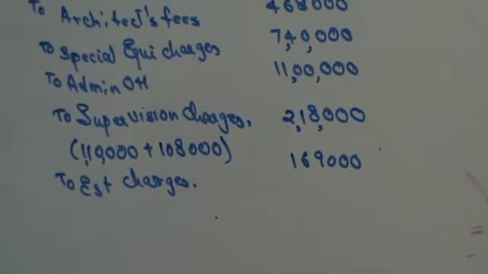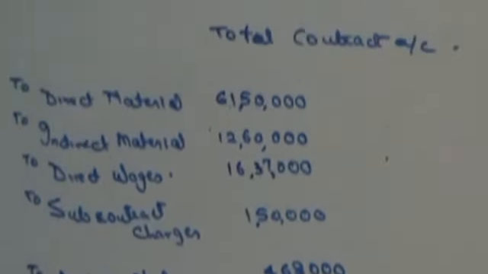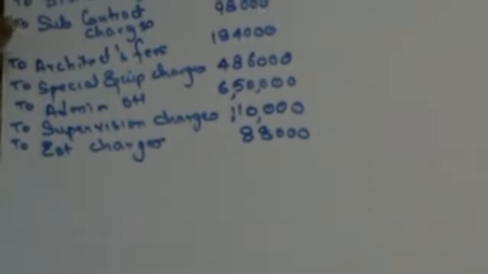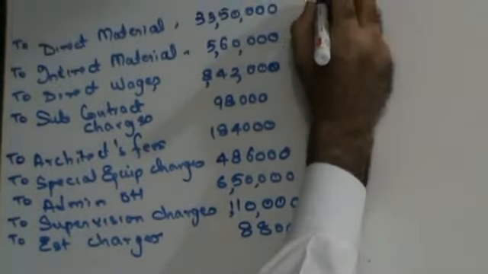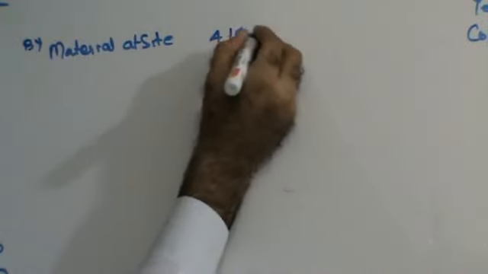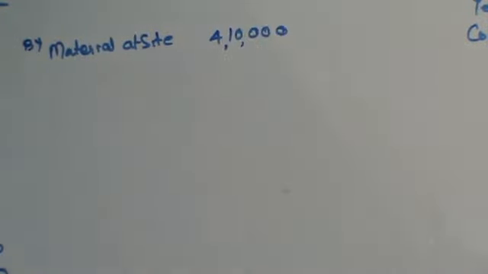Next, in the other details they give you cash received. We never record cash received in the contract account. Closing material at site. This is your closing balance, so this will come on the credit side. Debit your opening balances, credit your closing balances. Closing material at site is 4,10,000. Right?